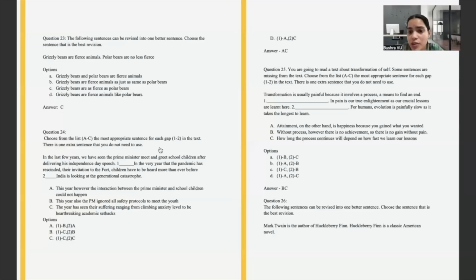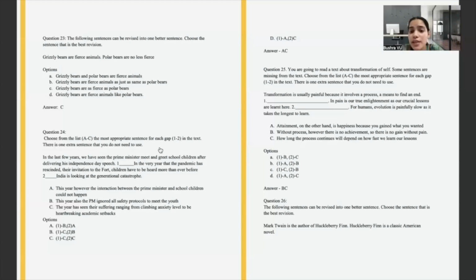Transformation is usually painful because it involves a process, a means to find an end. Okay. Attainment, on the other hand, is happiness because you gained what you wanted. Without process, however, there is no achievement, so there is no gain without pain. How long the process continues will depend on how fast we learn our lessons. So always remember the correlation rule. Now, the first sentence is talking about transformation being painful. It is talking about pain. So which other sentences talk about pain? Sentence B. So the correct order is B first because it has a relation with pain.